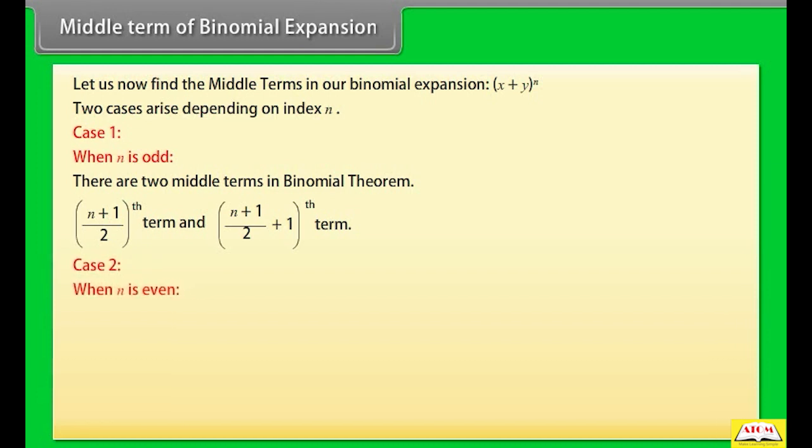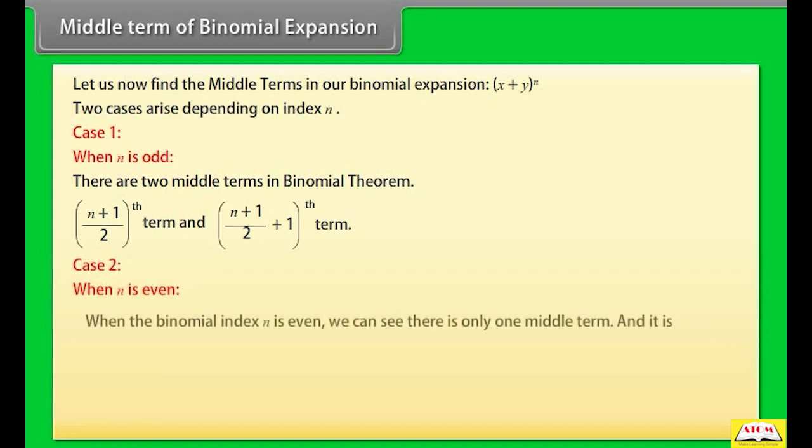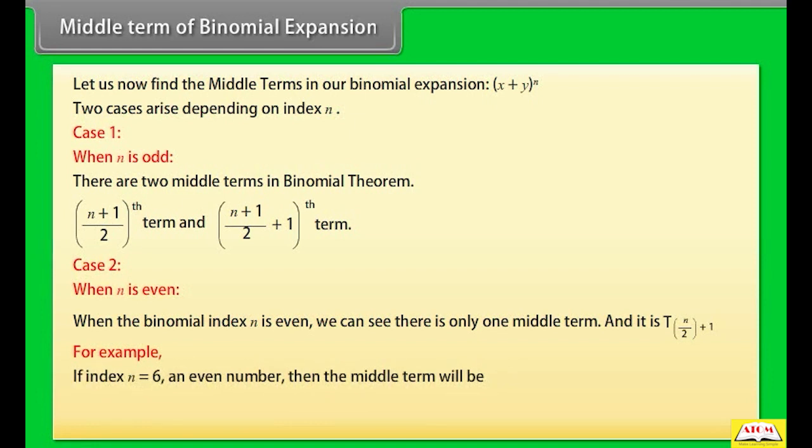Case 2: when n is even. When the binomial index n is even, there is only one middle term, and it is T_(n/2 + 1). For example, if index n is equal to 6, an even number, then the middle term will be T_(n/2 + 1) equals T_(6/2 + 1) equals T_4.